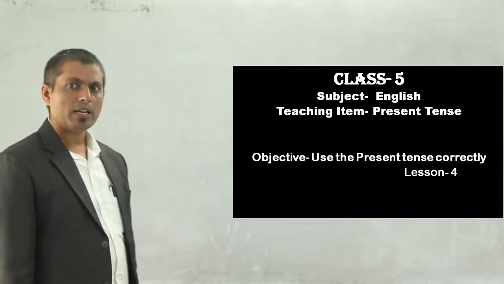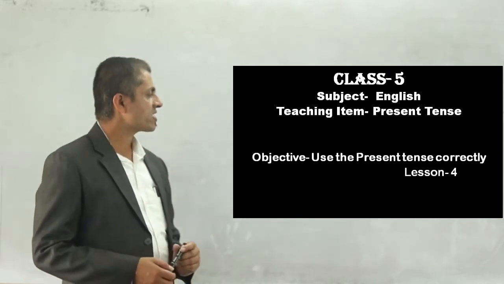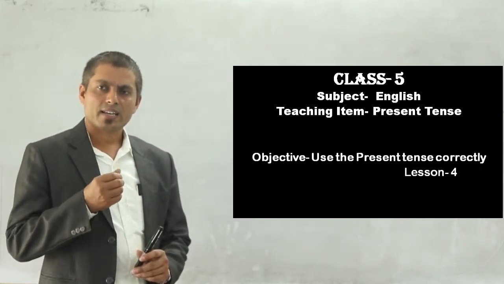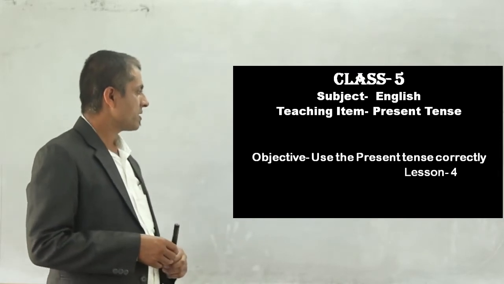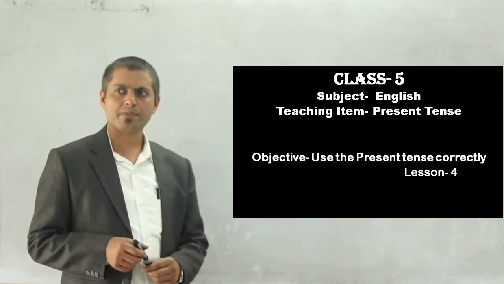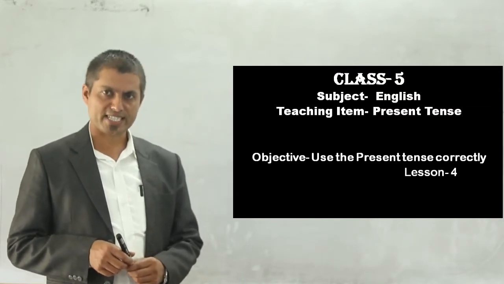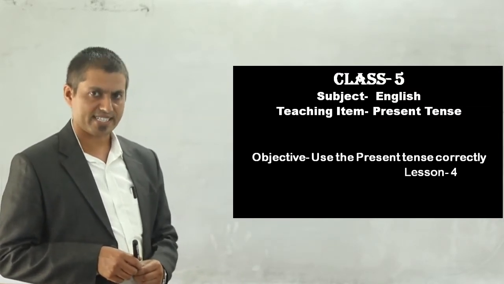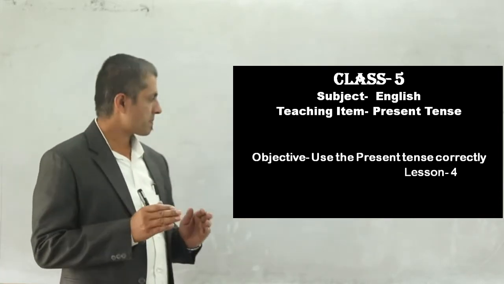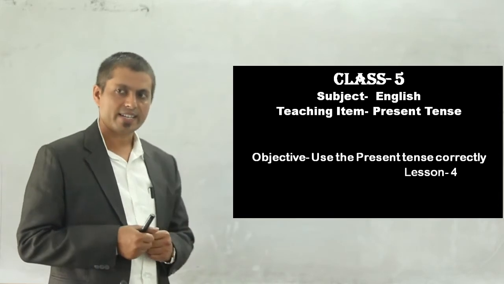In my previous lesson I told you already that in English there are three major tenses, and each of them has four aspects. In the same way here we have present tense, and under present tense we have four aspects: simple present tense, present continuous tense, present perfect tense, and present perfect continuous tense, right? So you must be able to use such aspects and tenses properly and correctly.